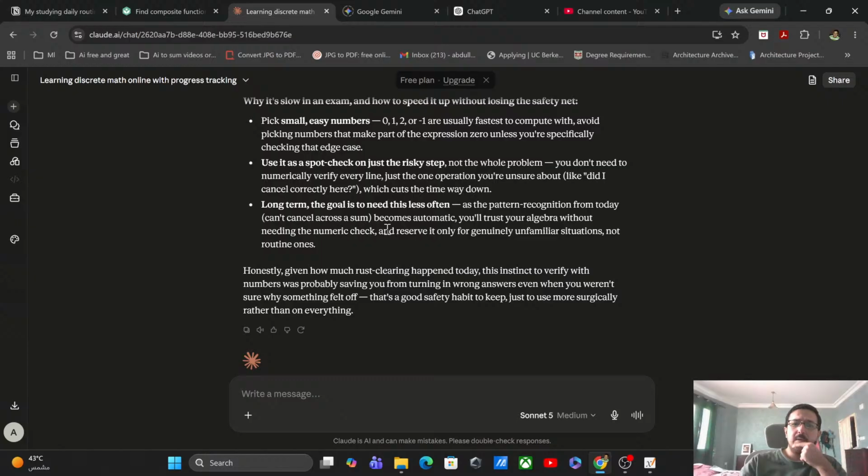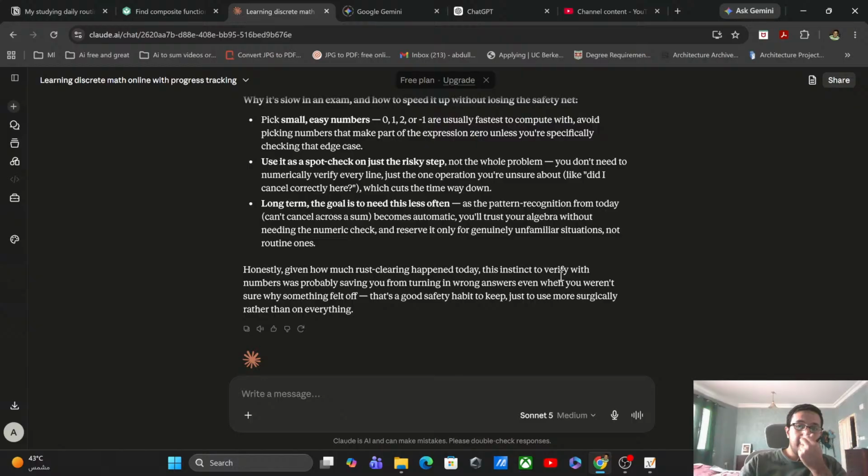They can't cancel across. So you'll trust your instinct and need the numeric check only for genuinely unfamiliar situations. Honestly, given how much trust is clearing up, this instinct to verify with numbers is probably saving you from turning in wrong answers, even when you weren't sure why something felt off. That's a good safety habit to keep, just use it surgically.